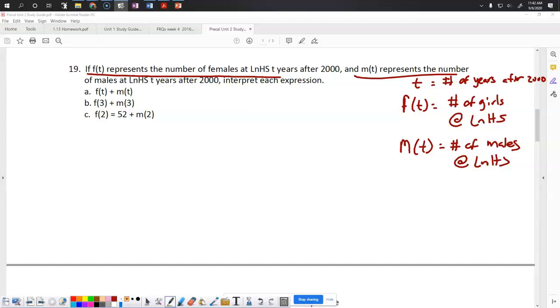And now we want to interpret it. So f of t is the number of females, m is the number of males. What do you get if you add those together? You get the total number of students.